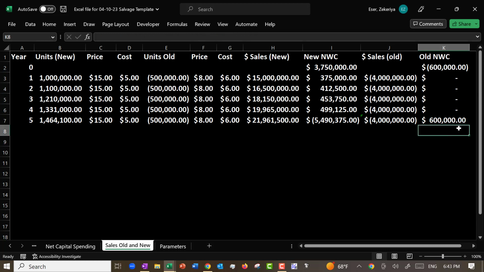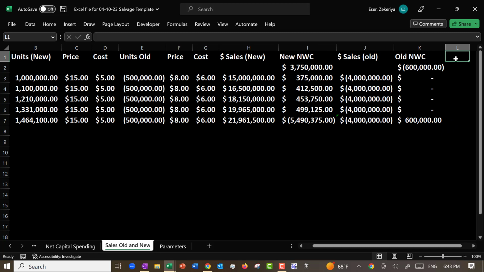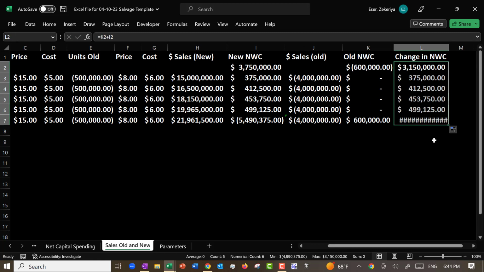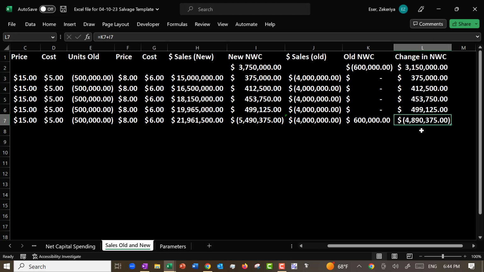So I can also change in. So I have net capital spending done and change in net working capital done. Okay. I could have done that in a different sheet, but I'm not going to.